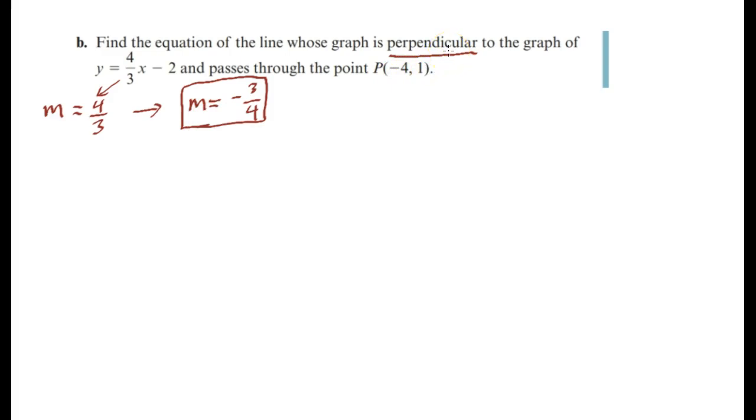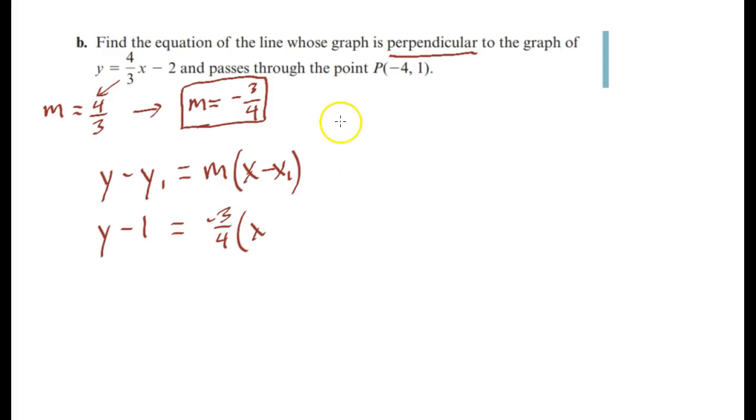So now at this point, it's almost identical to dealing with parallel lines. Just that extra step of understanding how to find the slope of a perpendicular line, and everything else is the same if you're given a point like this. Okay, so we have negative 4, 1 and a slope, so we would put it into the point-slope form. And so we have y minus y1, which is 1, is equal to negative 3/4 times x minus a negative 4.